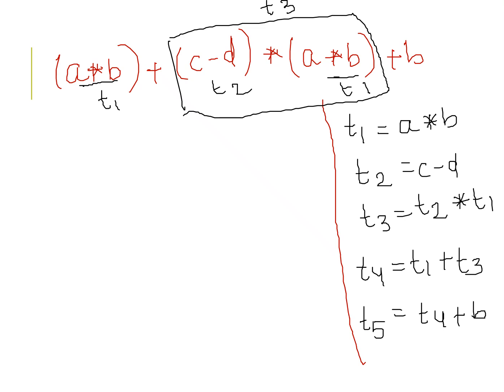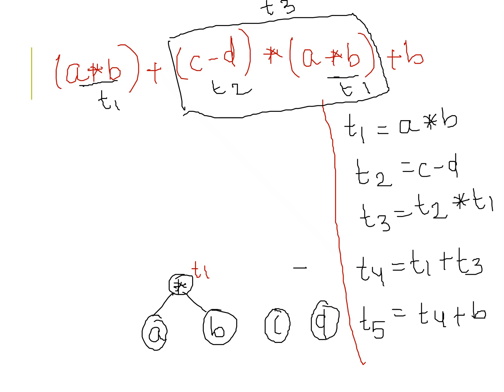Let us start creating a tree. So, we'll first create a tree for A into B, okay, this will be named as T1, then it is C minus D. Here minus will be referred as T2, the root node will be referred as T2.